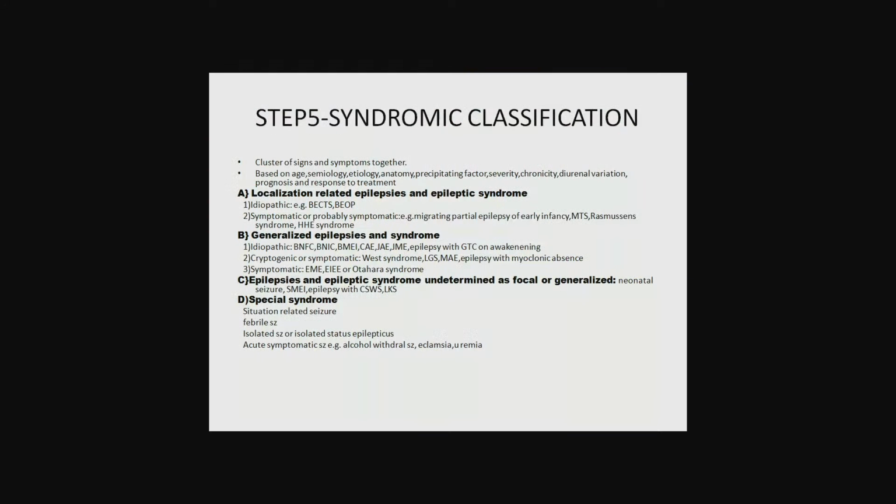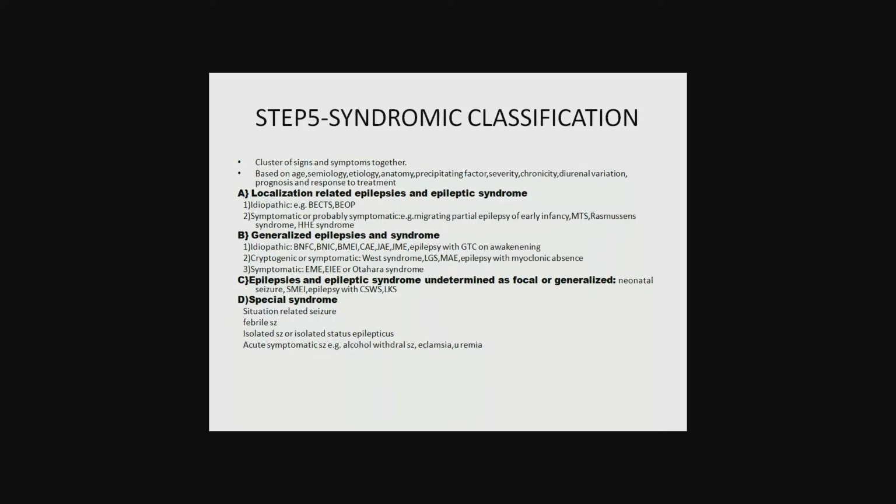Now again there is a new classification of seizures called syndromic classification. Here, what is a syndrome? A syndrome is a cluster of signs and symptoms, and based on age, what occurs during seizures, etiology, anatomy, precipitating factor, severity, chronicity, diurnal variation, prognosis and response to treatment, the seizures are classified into 4 groups.